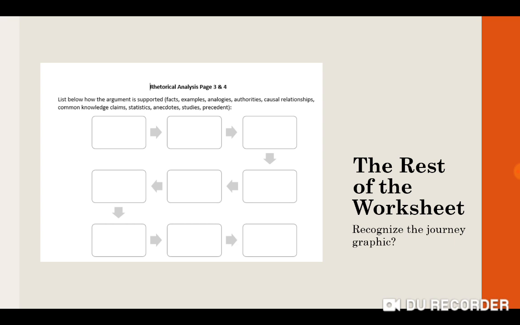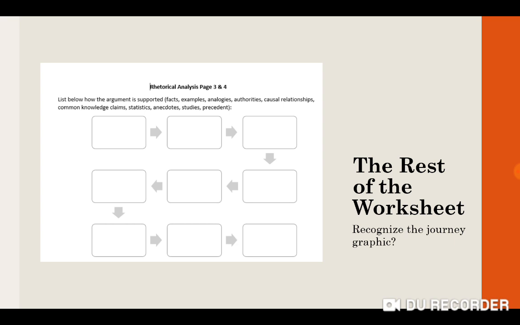I know that you can see at the top the directions say list below how the argument is supported, and then you see all types of different evidence in parentheses: facts, examples, analogies, authorities, causal relationships, common knowledge, claims, statistics, anecdotes, studies, and precedent. If you don't know what precedent is, most of the time it's referring to historical precedent, where you would trace an issue by looking at where it is or has been through time, and that's precedent. I think the rest you probably do know.